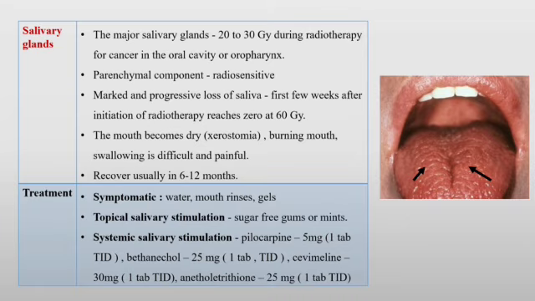The treatment is usually symptomatic. If there are more symptoms, more hydration, mouth rinses and gels are advised, and topical salivary stimulation like sugar-free gums or mints can be given, and systemic salivary stimulants like pilocarpine 5 mg, bethanechol, cevimeline or anethole trithione can be given. If some portion of major salivary glands are spared, dryness of mouth usually subsides in 6 to 12 months because of compensatory hypertrophy of residual salivary gland tissues.